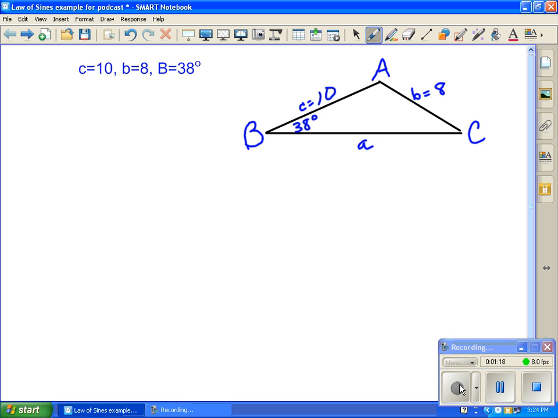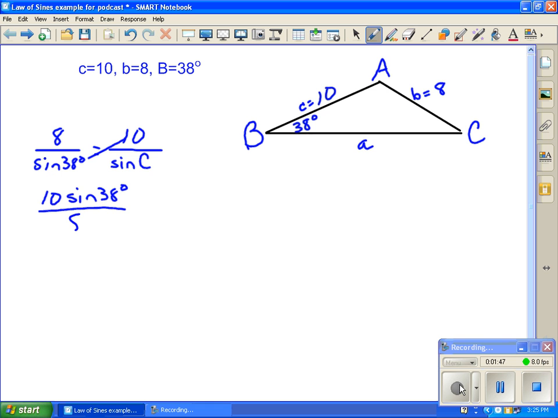So as we go through the law of sines, we are going to set up 8 over the sine of 38 equals 10 over the sine of C. When you do that cross multiplication, you of course are going to multiply the two that are diagonal of each other, so 10 times the sine of 38, and you'll divide by the last number, so 8, and that will give you the sine of angle C. When you divide that out, you will get 0.7696 approximately. So that equals sine C.